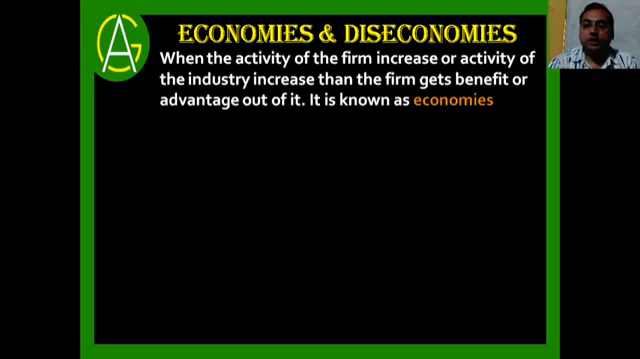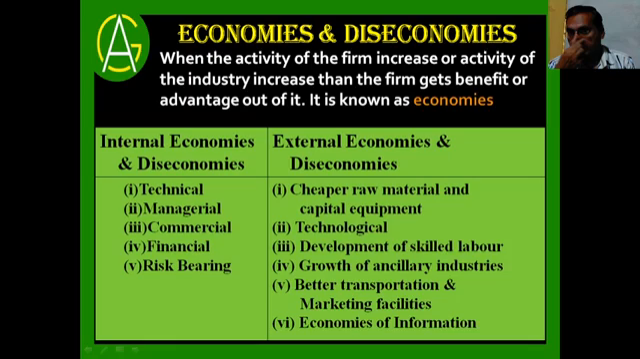Now there are two types of economies and diseconomies: internal economies and diseconomies, and external economies and diseconomies. Before we explain the types, one more point to remember: internal economies and diseconomies are related with the size of the firm, whereas external economies and diseconomies are related with the location of the firm.